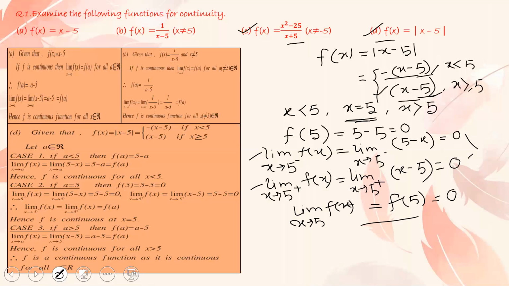Now we need to check for x less than 5. If we check for x less than 5, the function is also continuous. We need to check for any arbitrary element which is x less than 5. And if we check this x minus 5, we already checked this function. It is continuous. So for x greater than 5, this function is also continuous. Hence, this function is continuous for all x belonging to the set of real numbers. It is continuous for all x.